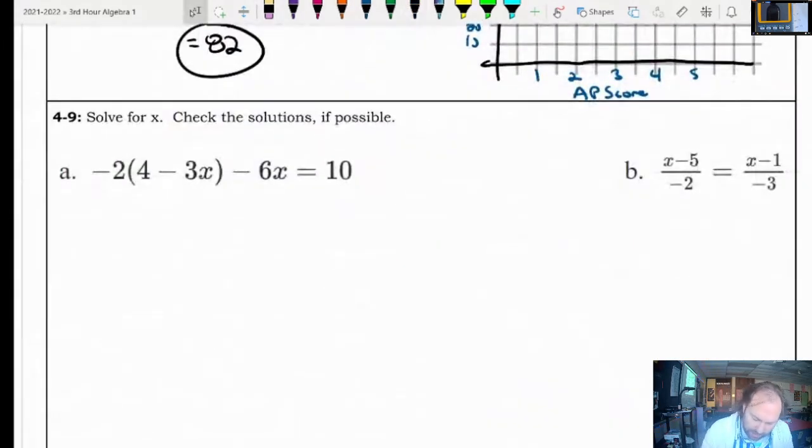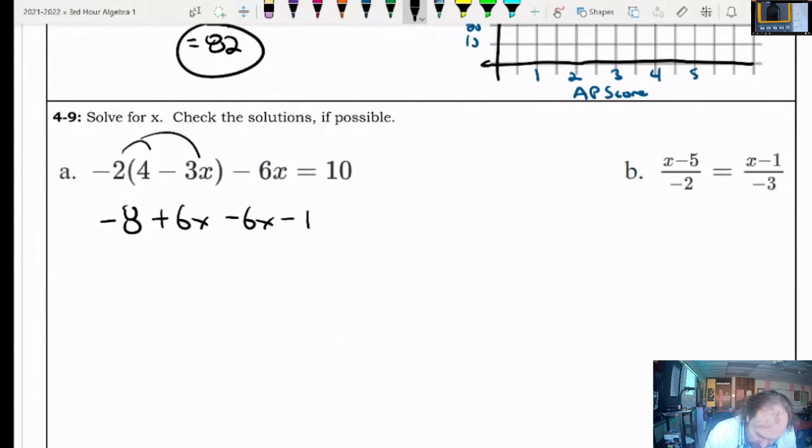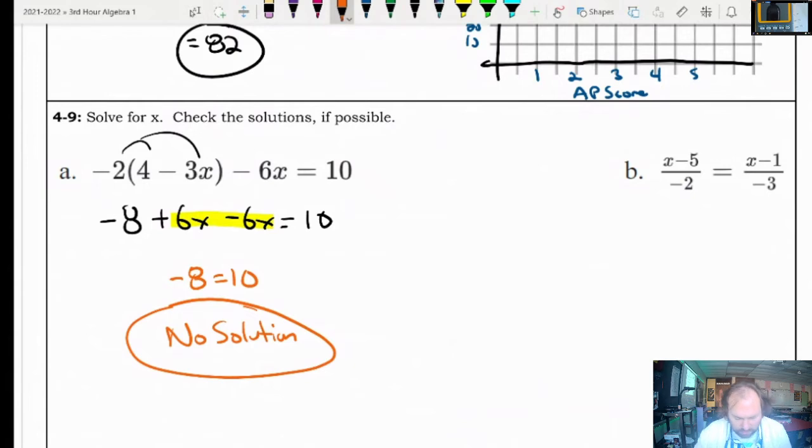Down below, 4.9, let's solve for x here. First problem, we're going to need to do the distribution first. That'll be negative 8 plus 6x minus 6x equals 10. I notice right away that the 6 x's are going to cancel out. So what we get here is negative 8 equals 10, which has no solution. So there is no x that would make that equation true.